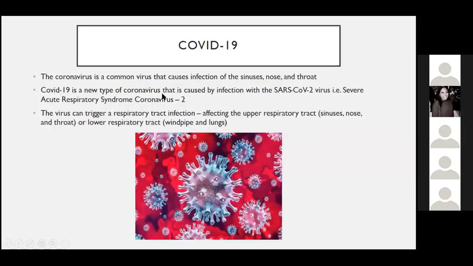Okay. So the coronavirus is a common virus that causes infection of the sinuses, nose, and the throat. And COVID-19 refers to a new type of coronavirus that is caused by infection with the SARS-CoV-2 virus, which is the severe acute respiratory syndrome coronavirus version 2. The virus can trigger a respiratory tract infection of either the upper respiratory tract or the lower respiratory tract.